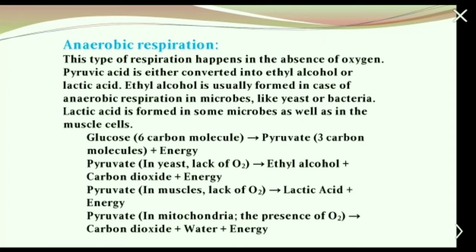So what happens is glucose, which is a 6-carbon molecule, gets converted into pyruvate, a 3-carbon molecule, releasing energy. Pyruvate in yeast, which has lack of oxygen, gets converted into ethyl alcohol, carbon dioxide, and releases energy. Pyruvate in muscles, which has lack of oxygen, gets converted into lactic acid and releases energy. Coming to pyruvates in mitochondria, in the presence of oxygen, it gets converted into carbon dioxide, water, and releases energy.